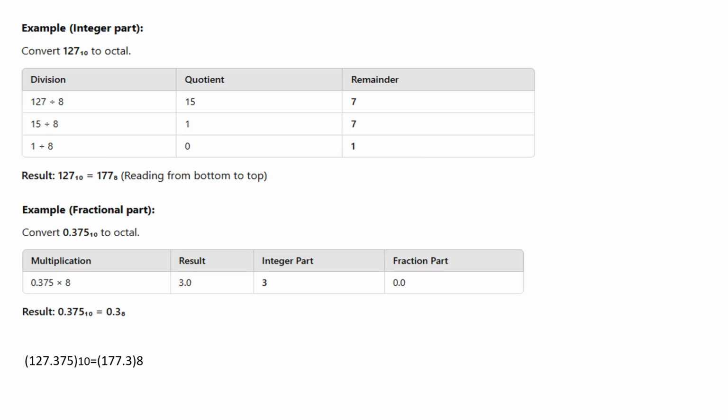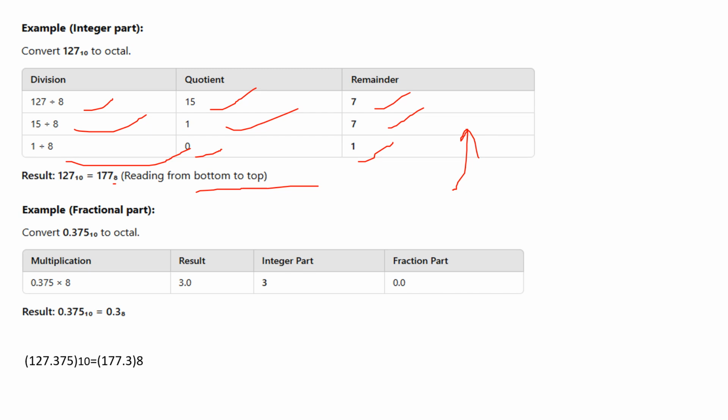Now let's take the example of converting a decimal number to octal. First, for the integer part, we have to take 127 and divide it by 8. 127 divided by 8, the quotient is 15 and the remainder is 7. Same as that, 15 divided by 8, the quotient is 1 and the remainder is 7. 1 divided by 8, the quotient is 0 and the remainder is 1. The result we have to take from the bottom to top, meaning 177. For the integer part, 127 base 10 is equivalent to 177 base 8.